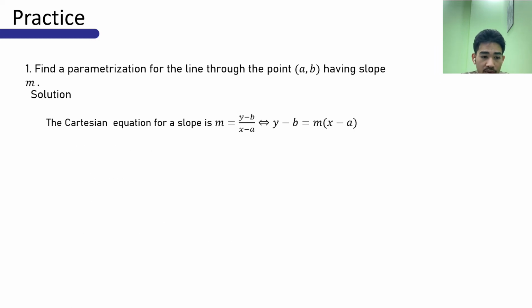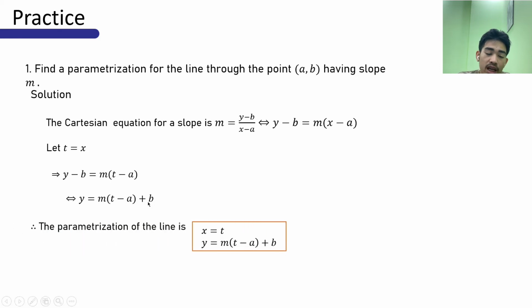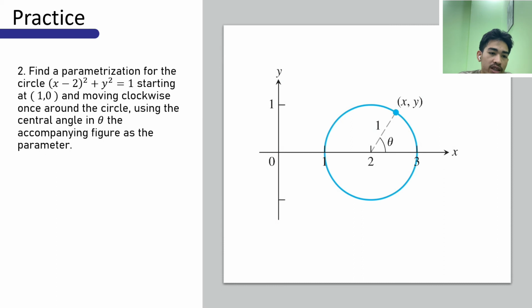Another way to do it is that we can just let t equal to x itself. Once we get that, we can see that the equation will become y minus b equal to m times t minus a. So we can solve for y, and what we get is another parameterization. This one is also the same as this equation. If we try to eliminate the t parameter, what we get is this same equation. So both ways are correct.